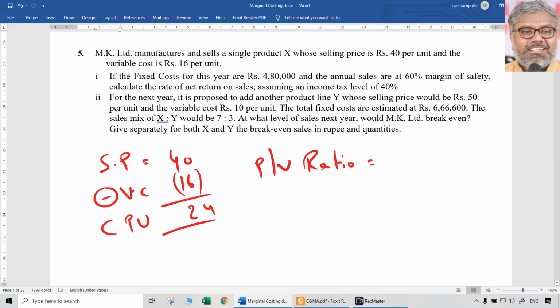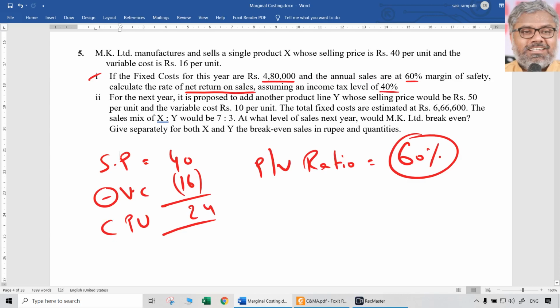24 by 40. 24 by 40 will be how much naturally? That is 60%, the PV ratio. This is existing data. Then look at the first question. If the fixed cost for this year is 4,80,000 and annual sales are at 60% margin of safety, calculate the rate of net return on sales assuming an income tax level of 40%.